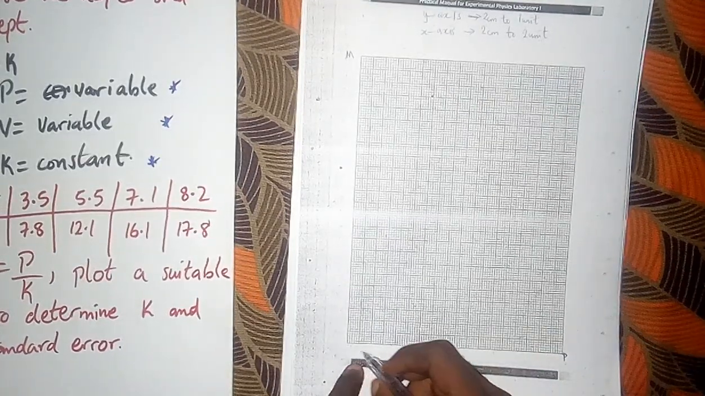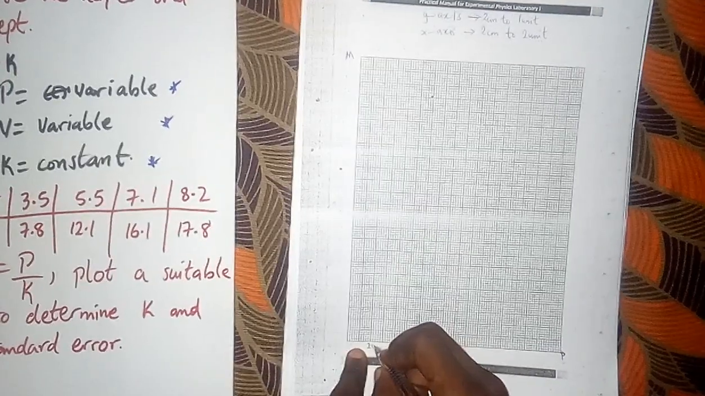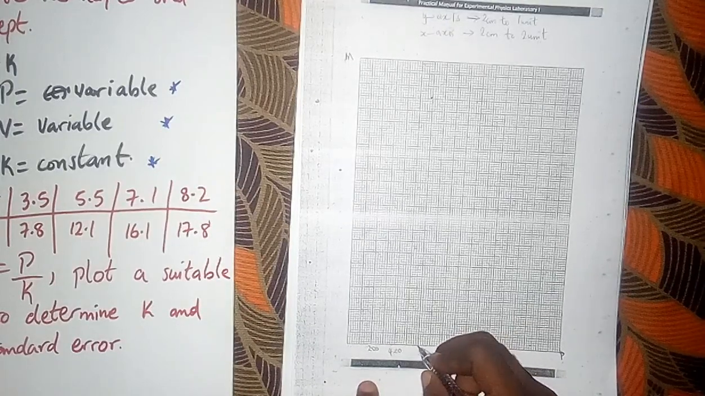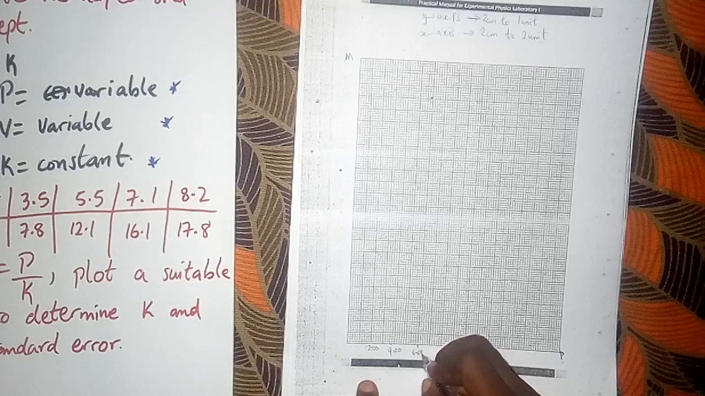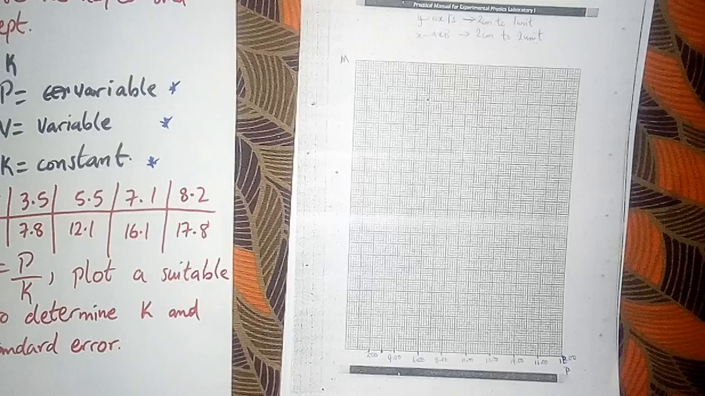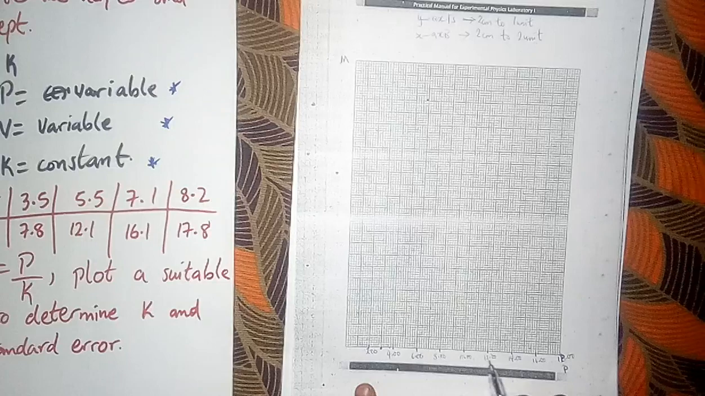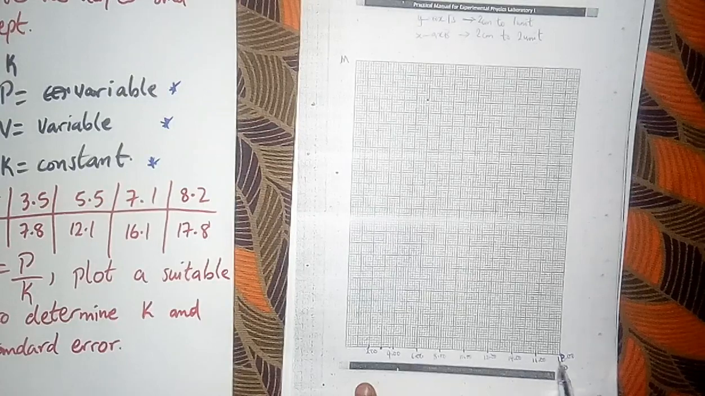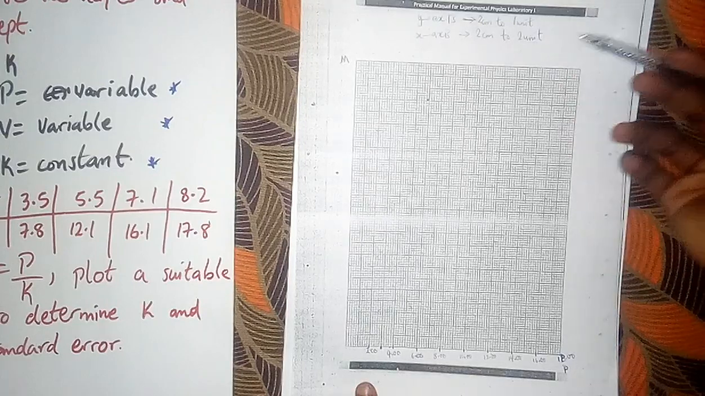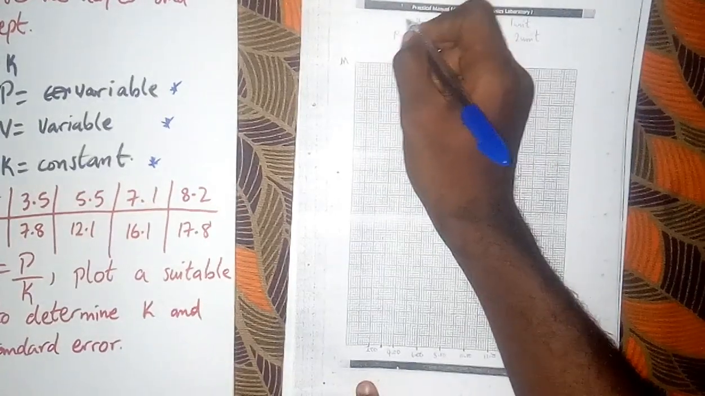Okay, so now we are going to write down here, so that will be 2.00, 4.00, 6. So you use pencil. Okay, so this will be 2.00, 4, 6, 8, 10, 12, 14, 16, 18. Okay, so that is 1, 2, 3, 4, 5. So because of space, we'll make it 2 centimeter to 2 units. Okay, so remember, this is our P and then this is our M.